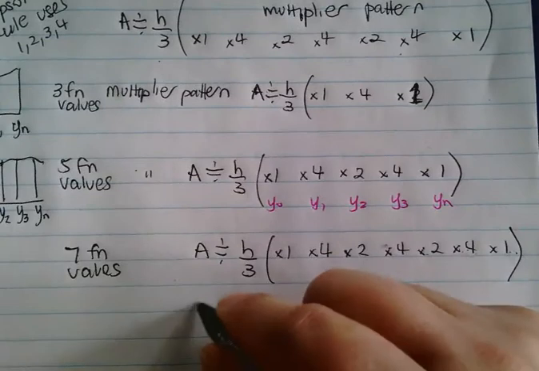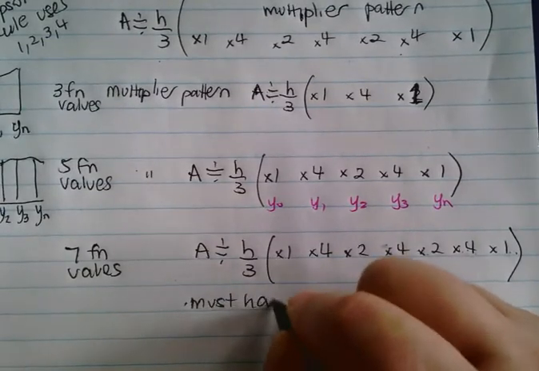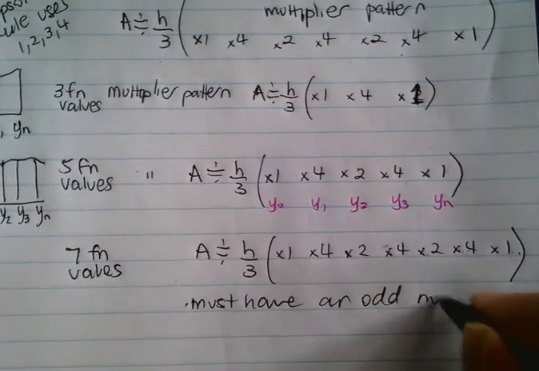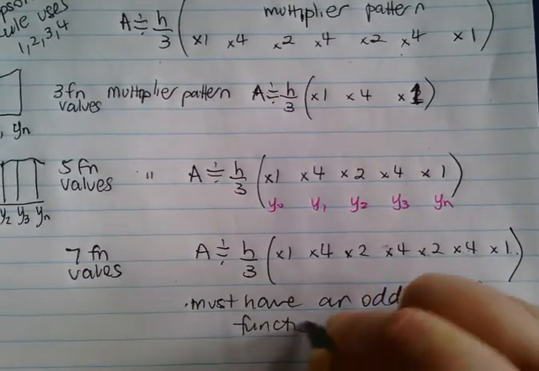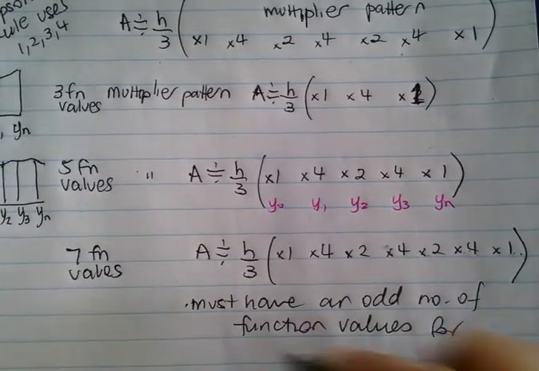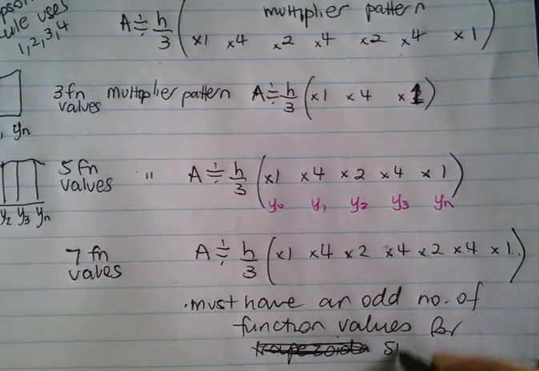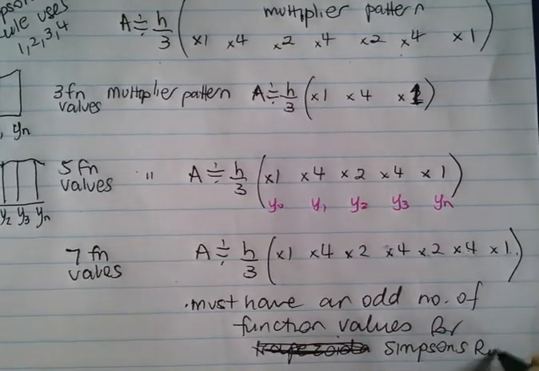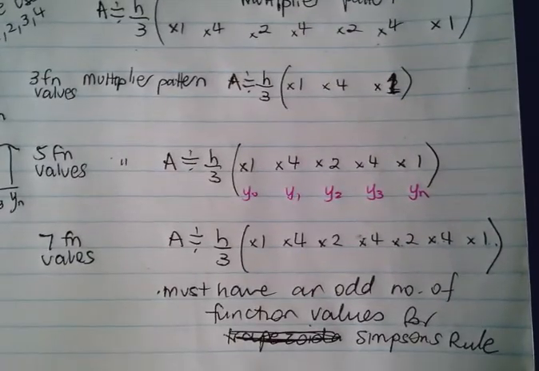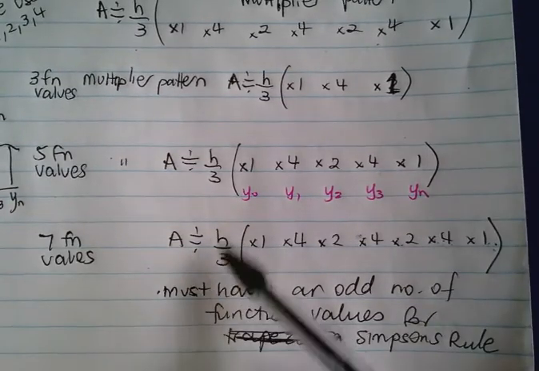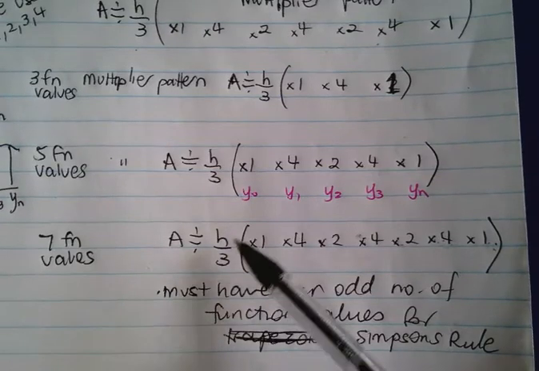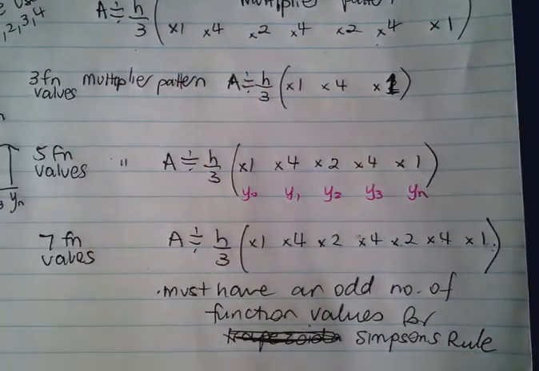So therefore, with this, you must have an odd number of function values for the Simpson's rule. Whereas with the trapezoidal rule, you don't have to. It could be an odd or even number of function values because it's 1 and as many 2's as you need and 1 on the end. So this one's the same, 1's on the end, h on 3.